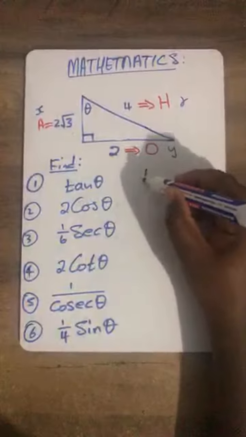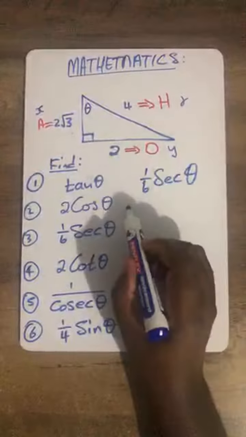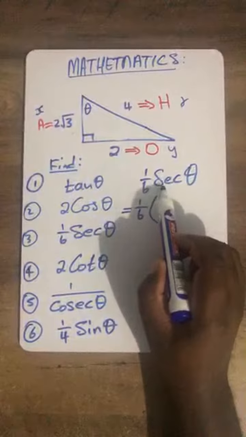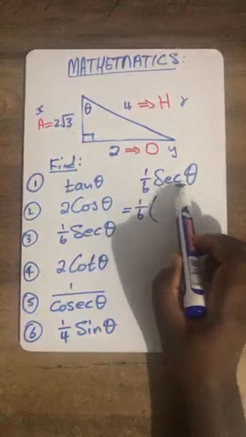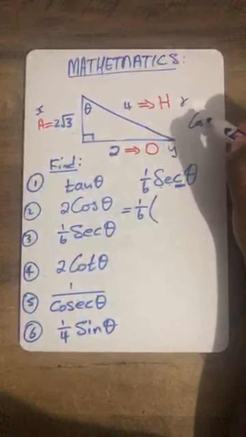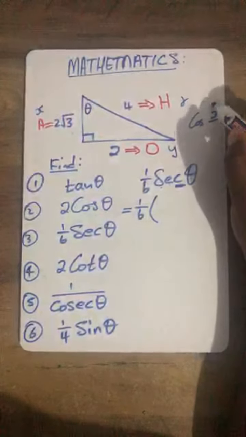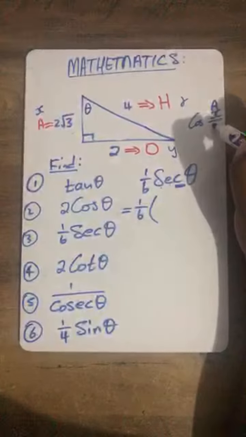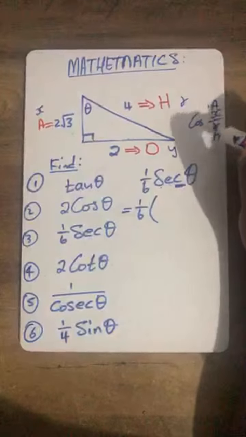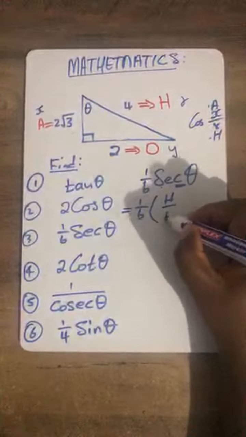So that means we have 1 over 6 sec that. So this is 1 over 6 into, what is the ratio for sec? 1, 2, 3. Letter number 3 reminds us of cos. What is the ratio for cos? We know that cos is adjacent over hypotenuse, so it's a over h. But for sec, it's h over a.